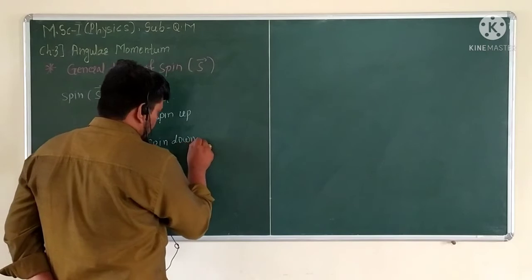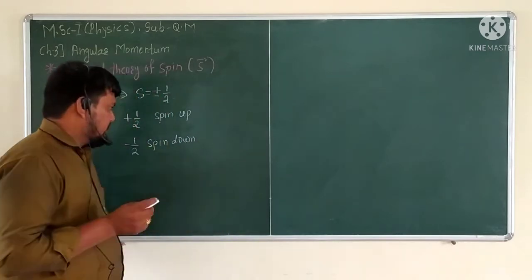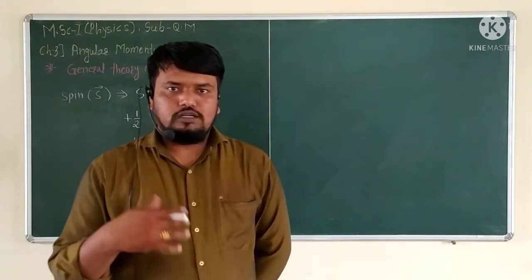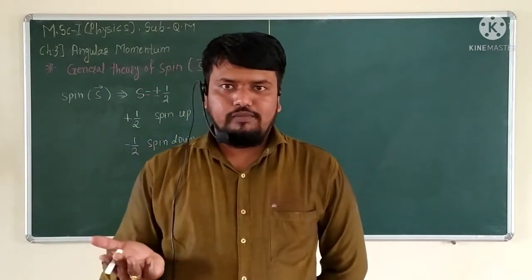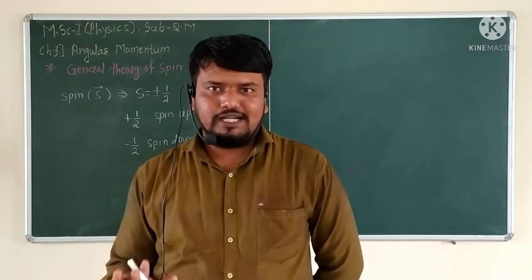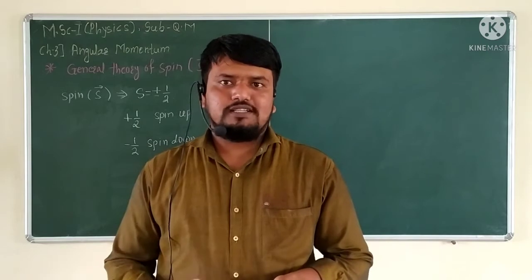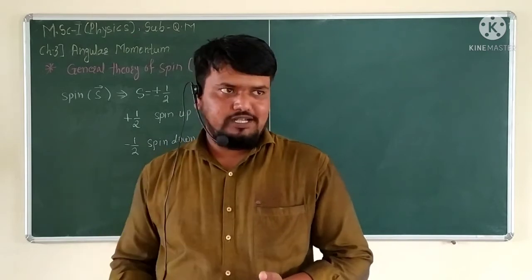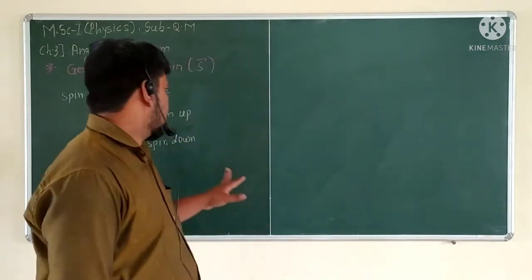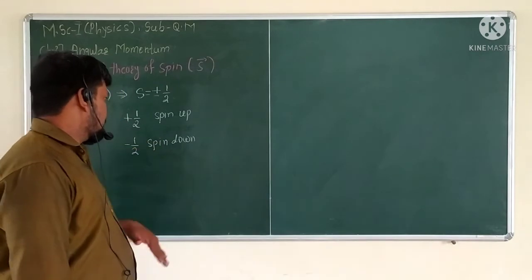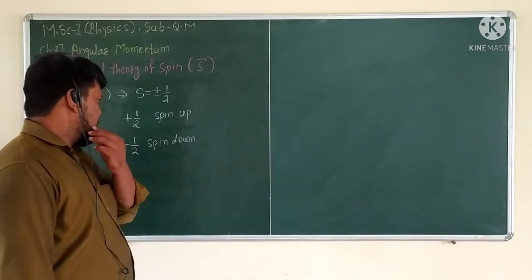A beam of silver atoms is passed through a non-uniform or inhomogeneous magnetic field, so that the beam is split into two components, spin up and spin down. One component is spin up, that is plus half, and the other is spin down, that is minus half.